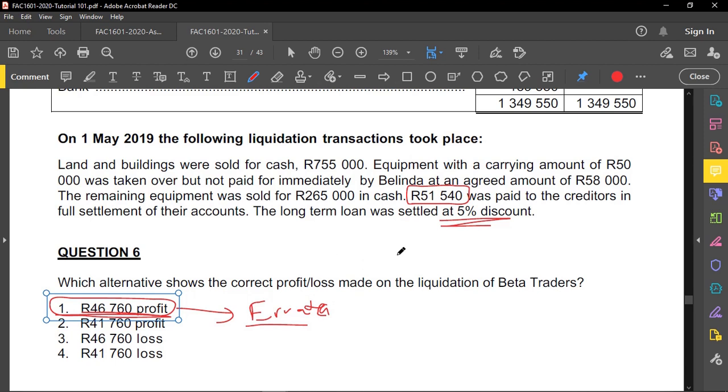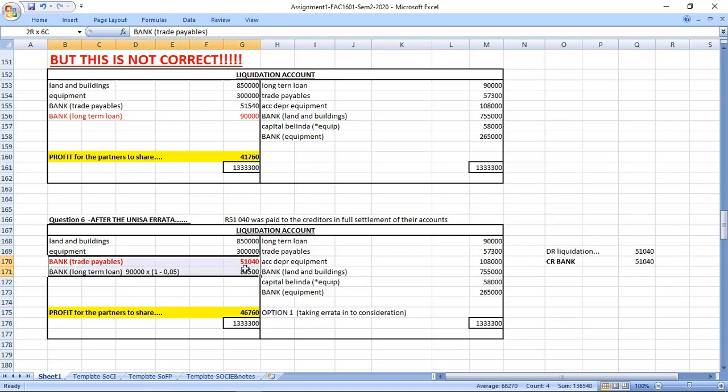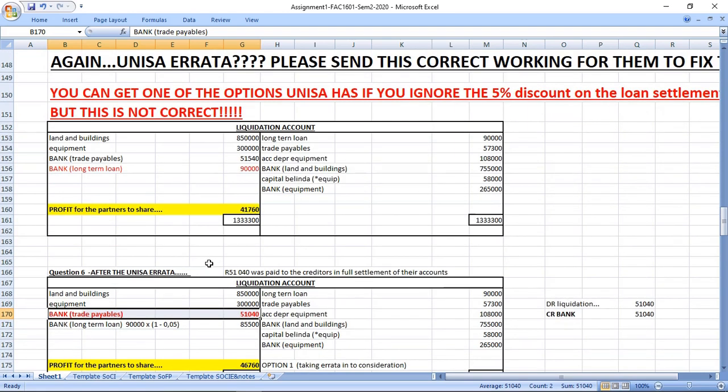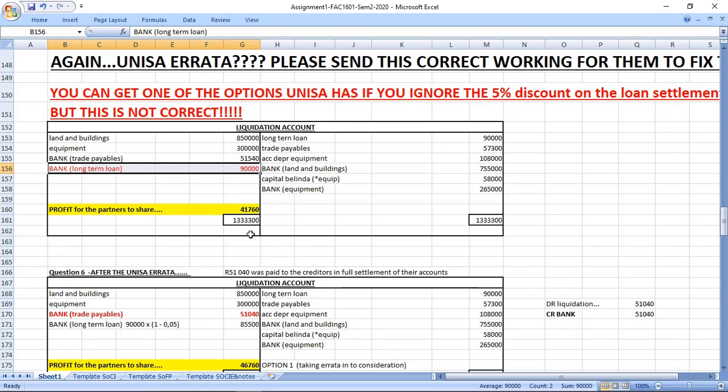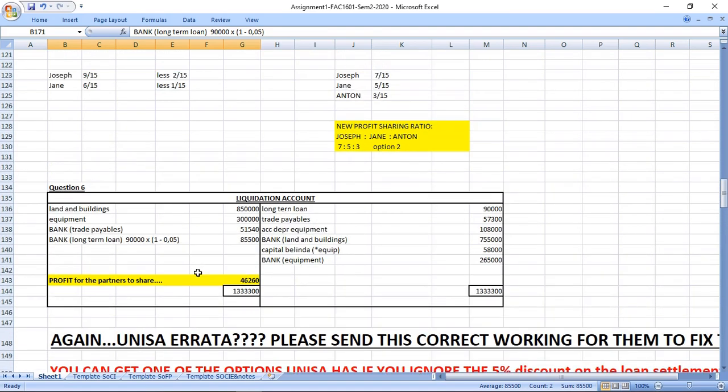Okay, 46,760. Let's write that down. There it is. Option 1, taking errata into consideration. That's the amount that was paid, that's the amount that had to change. What did I look at there? That was the long-term bank loan. Yes, the 5% was for the bank loan, minus 5%. That was what we had there. Oh, okay, so I see what I did.